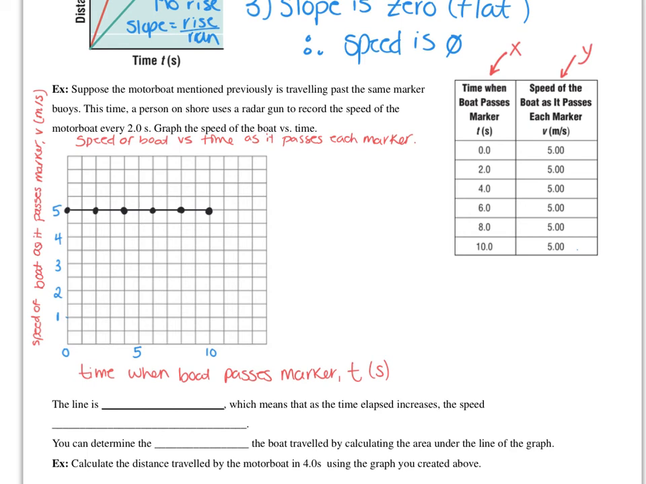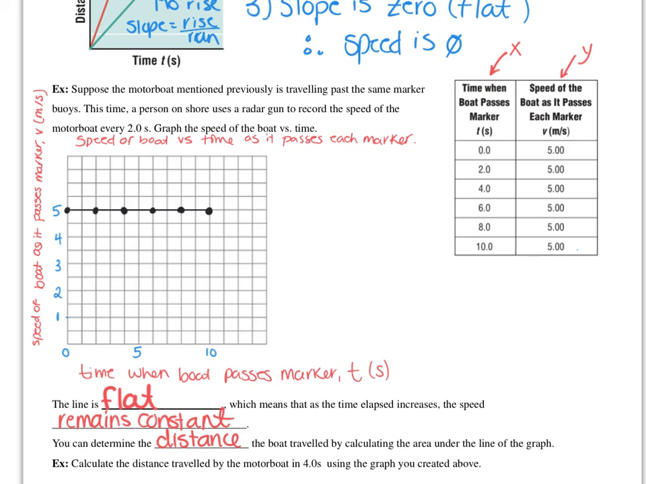Okay, so in this case, our line is flat. Ooh, that's a thick line. Which means that as the time elapsed increases, the speed remains constant. So nothing has changed here. You can determine the distance traveled by calculating the area under the graph.